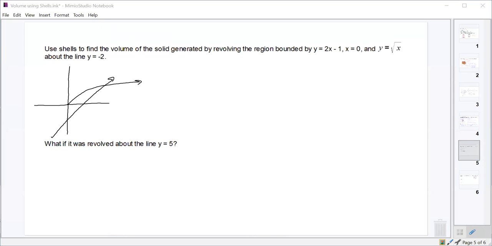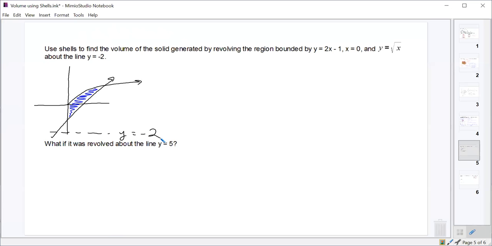We're looking at this region right there. And what are we going to revolve around? Y equals -2. And we know that's way below this region, right? I mean, not way below, but it's one full unit below the bottom of the region, right? Because 2x minus 1 should cross through the y-axis at -1.